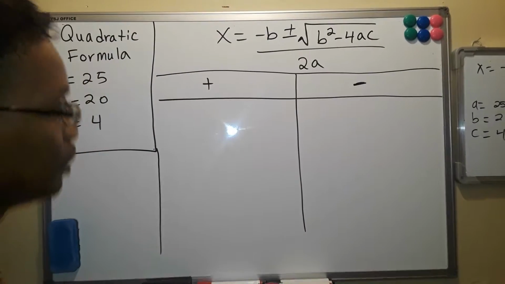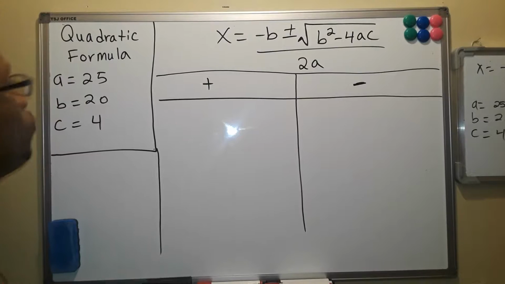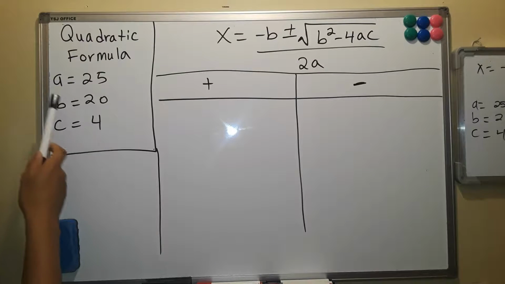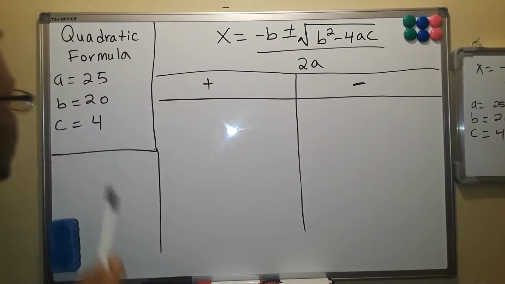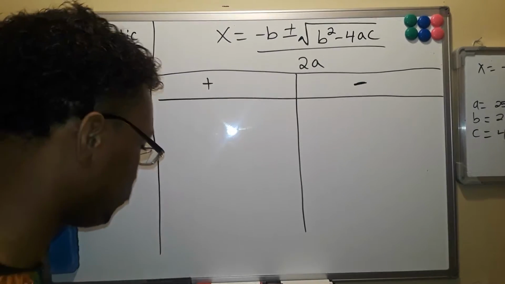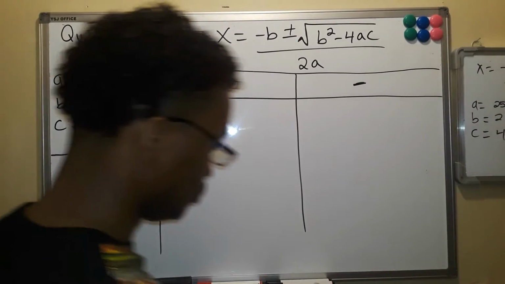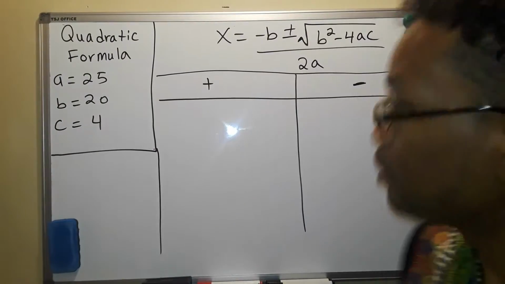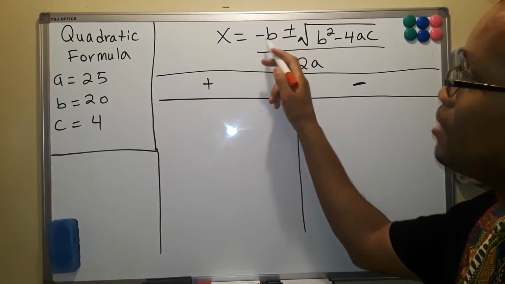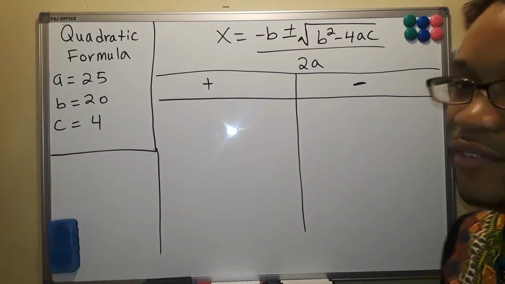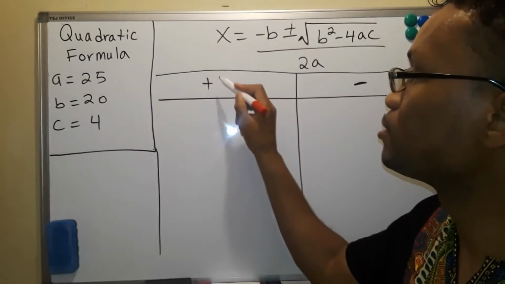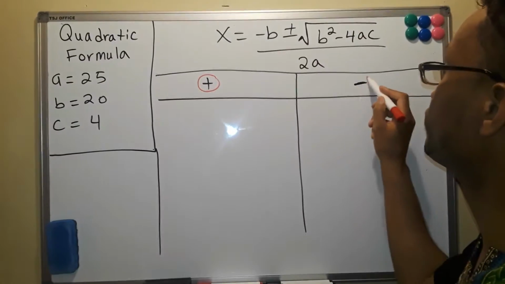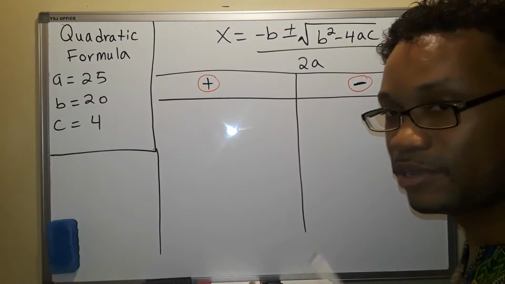All right. So now we have the quadratic formula right here, where a is equal to 25, b is equal to 20, and c is equal to 4. Okay? Since it's negative b plus or minus, you have to find two versions of the answer. A positive version, that's why I wrote it here, positive and negative. So we're going to find both types of answers.